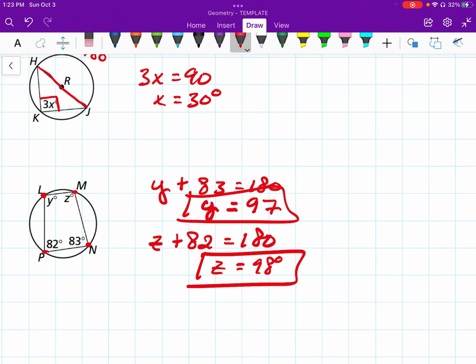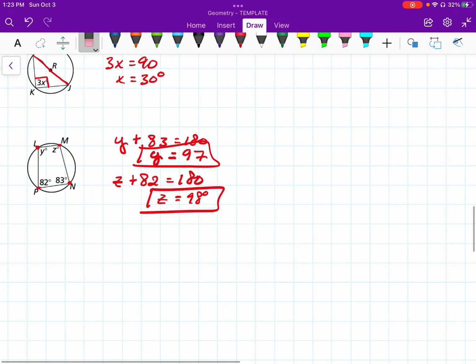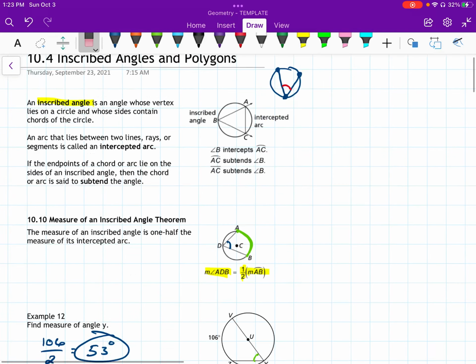Right? They are not equal, they're supplementary, right? It's a common mistake to say that, well, these guys are opposite, so they have to be equal. That's not true. They are supplementary. They add up to be 180. All right, that is 10.4.